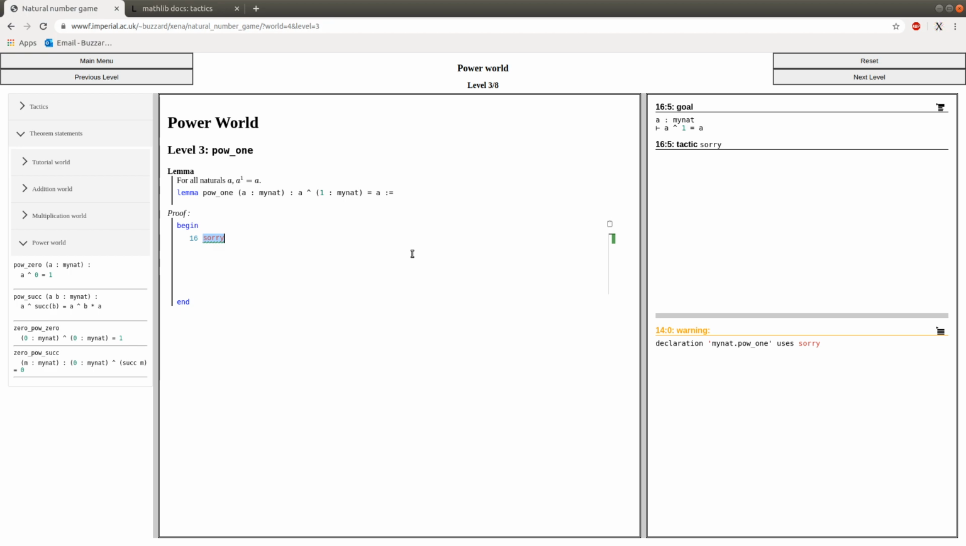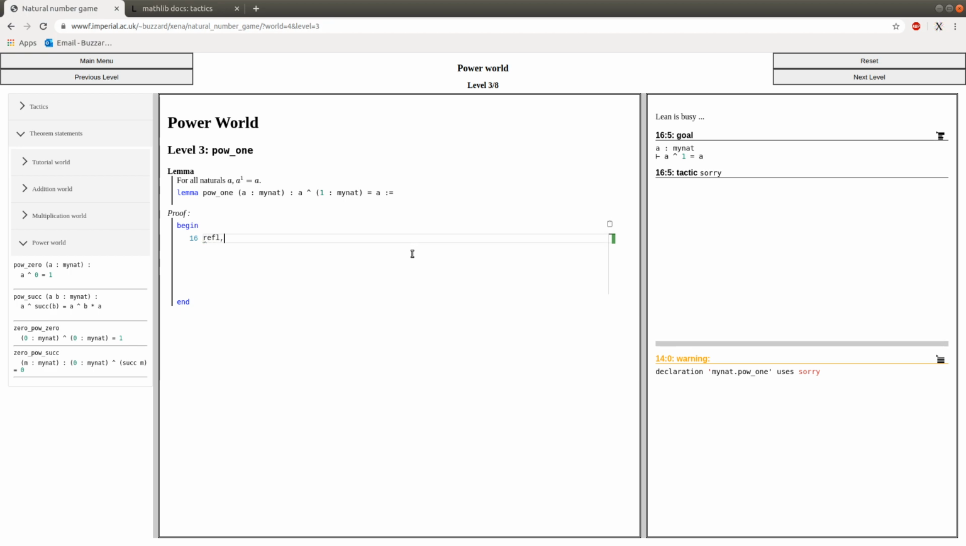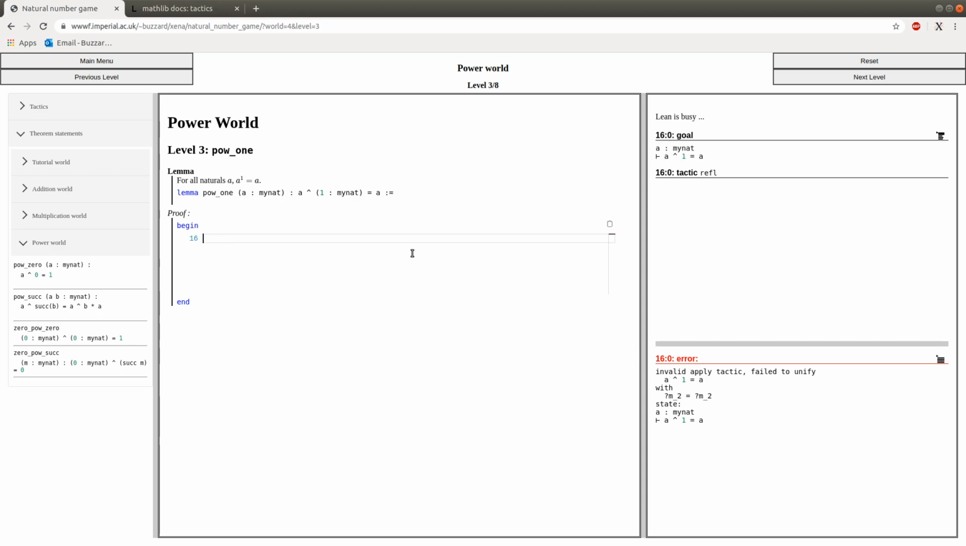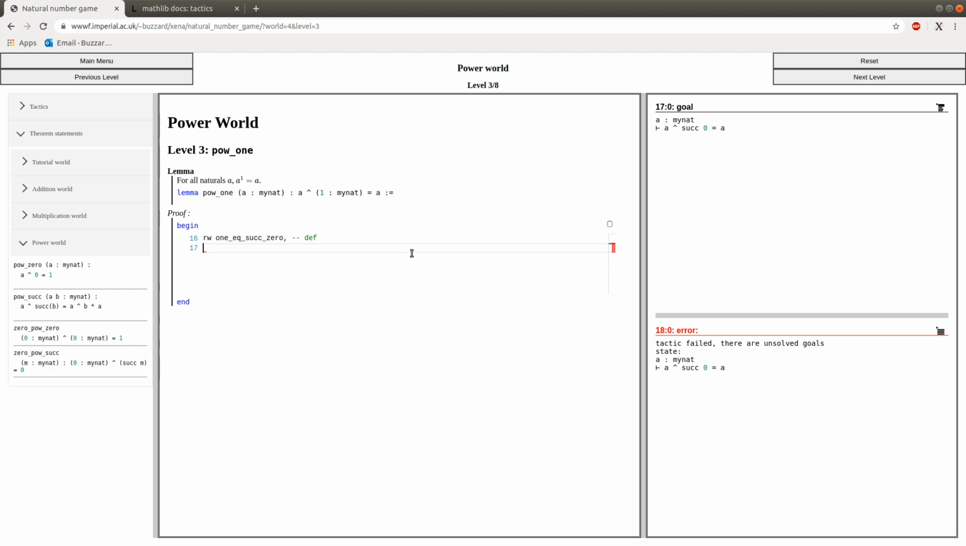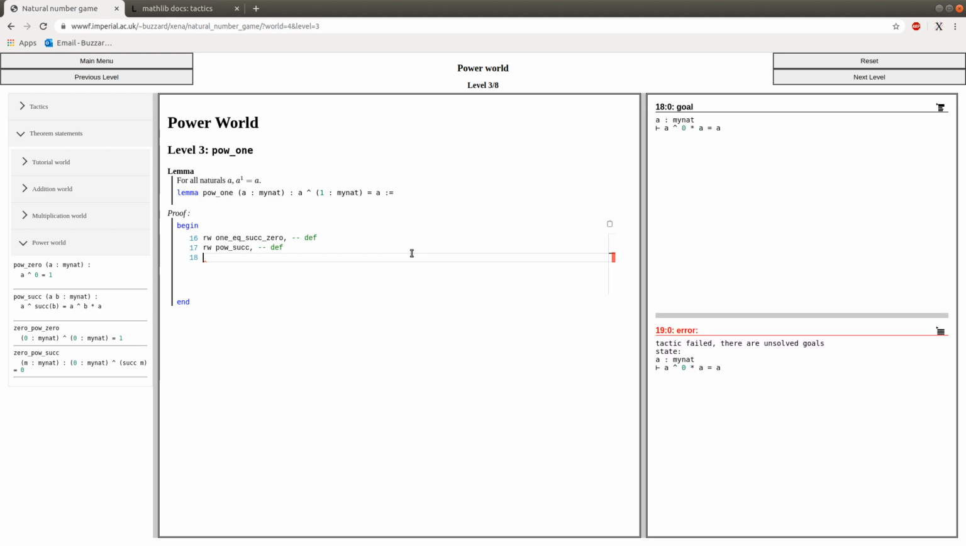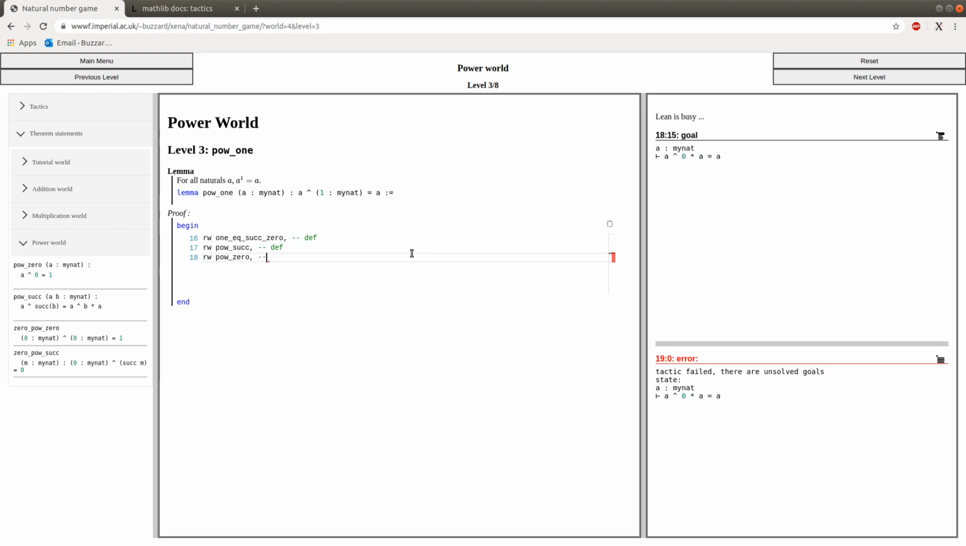A to the power 1 is A. So what's the definition of what? Let's see if this is true by definition. No, it's not. So let's figure out what's going on here. So we can rewrite 1 is succ 0. There, that's true by definition. And now I can rewrite pow succ. There, that's true by definition. And rewrite pow 0. That's true by definition.